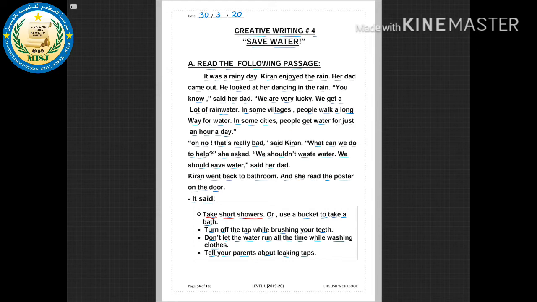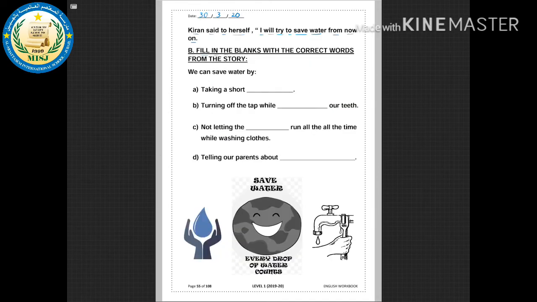Okay? So, Kiran then said to herself, I will try to save water from now on. She learned a very good lesson, isn't it, dear students? Now, I really hope that from now on you will also try to save water as much as possible, just like Kiran in the story decided to. Now, students, moving on to exercise B, which says fill in the blanks with the correct words from the story.